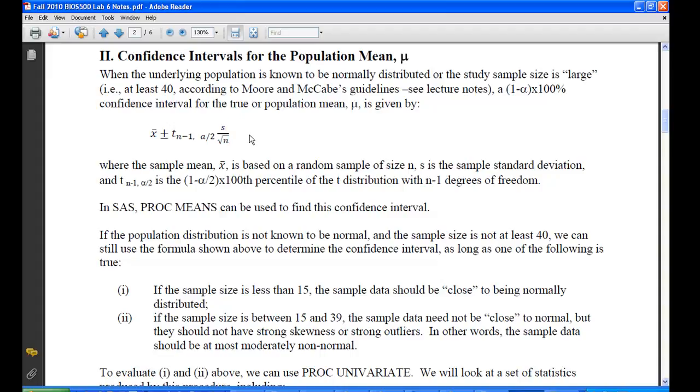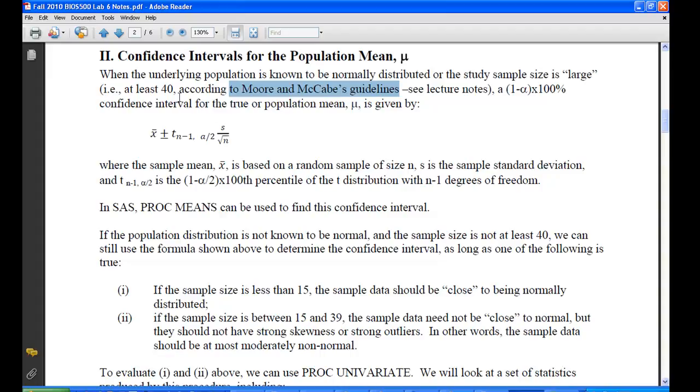Now this formula is appropriate when you have either an underlying population which is known to be normal, or when you have a sample size that's large, and by large we've been discussing that we mean at least 40. At least when we're talking about the t-distributions, large is defined as at least 40. That comes from the Moore-McCabe guidelines that have been discussed in class.